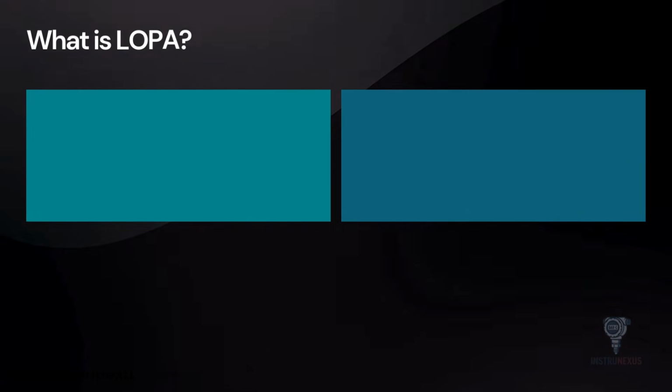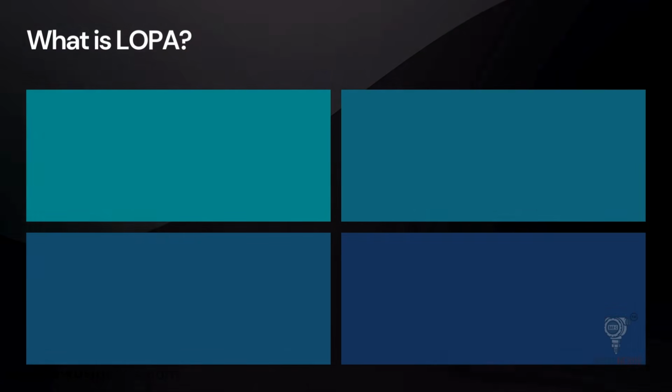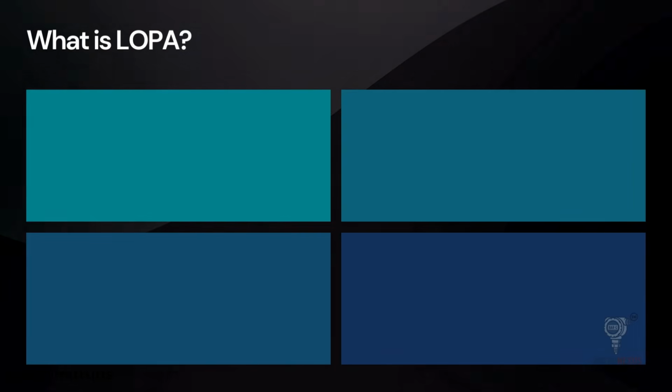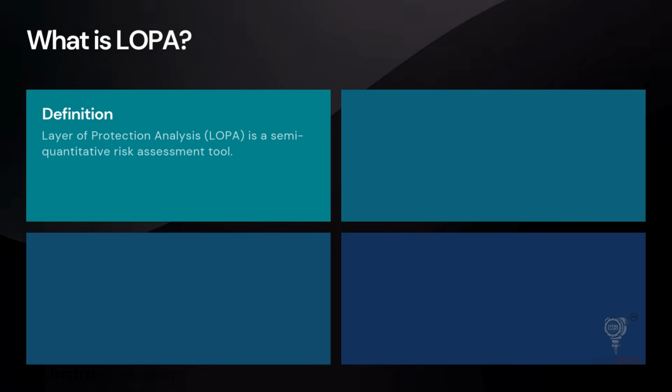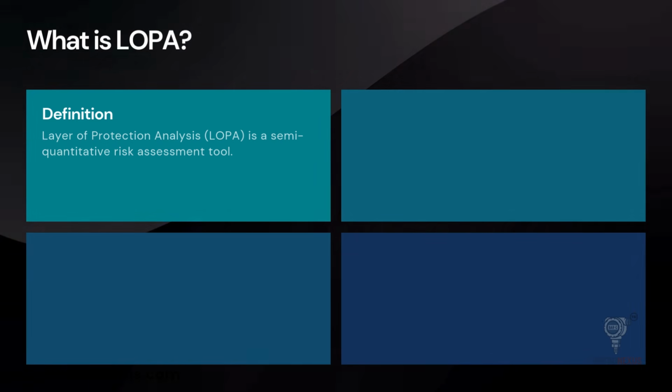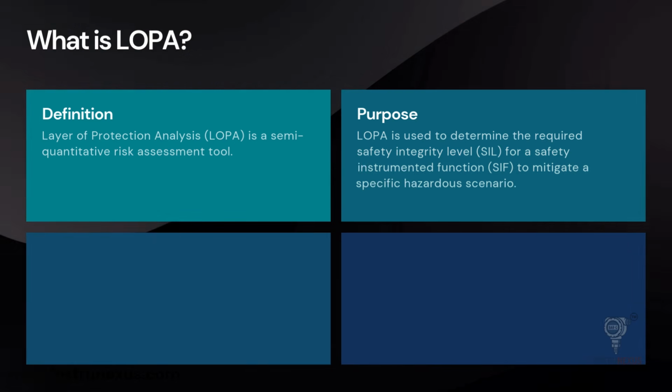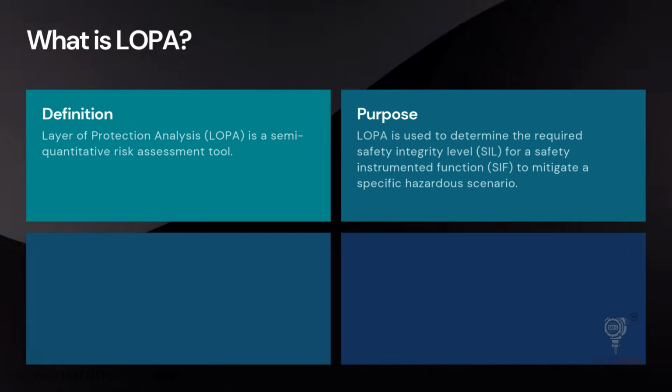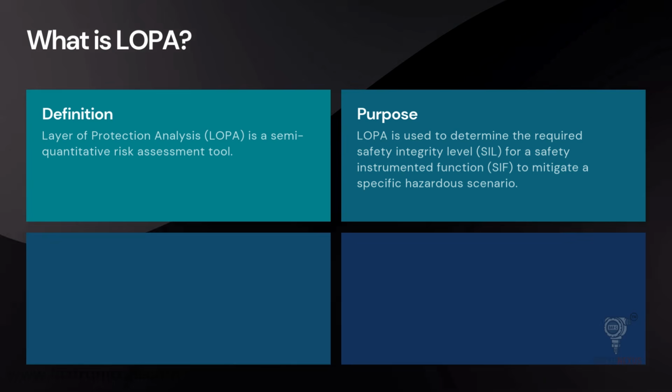Now, let's focus specifically on LOPA, Layer of Protection Analysis. LOPA is a semi-quantitative risk assessment tool. We call it semi-quantitative because it uses orders of magnitude rather than precise decimals. Its primary purpose is to determine if existing safeguards are sufficient, and if not, to calculate the required SIL for a safety instrumented function, SIF.